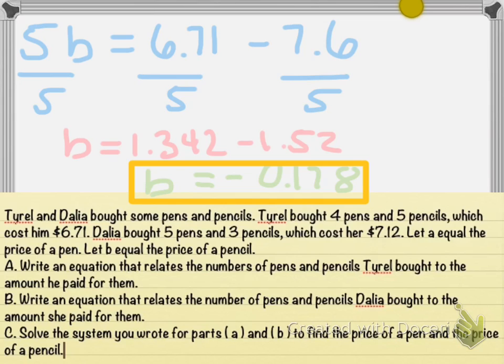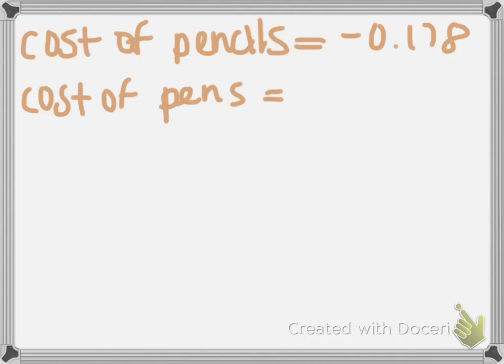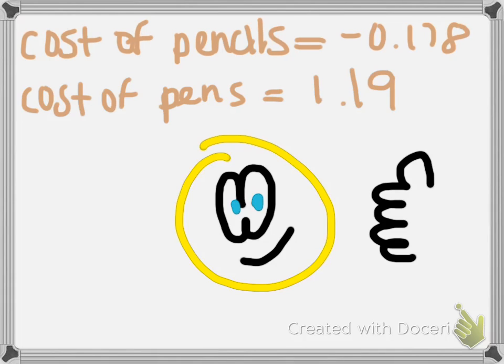We will get to a total amount of B equals 1.342 minus 1.52. You will simplify it, which will get you B equals negative 0.178. Your cost of pencils is negative 0.178. And the cost of pens would be 1.19. And that's it. You have solved the problem. Woo!